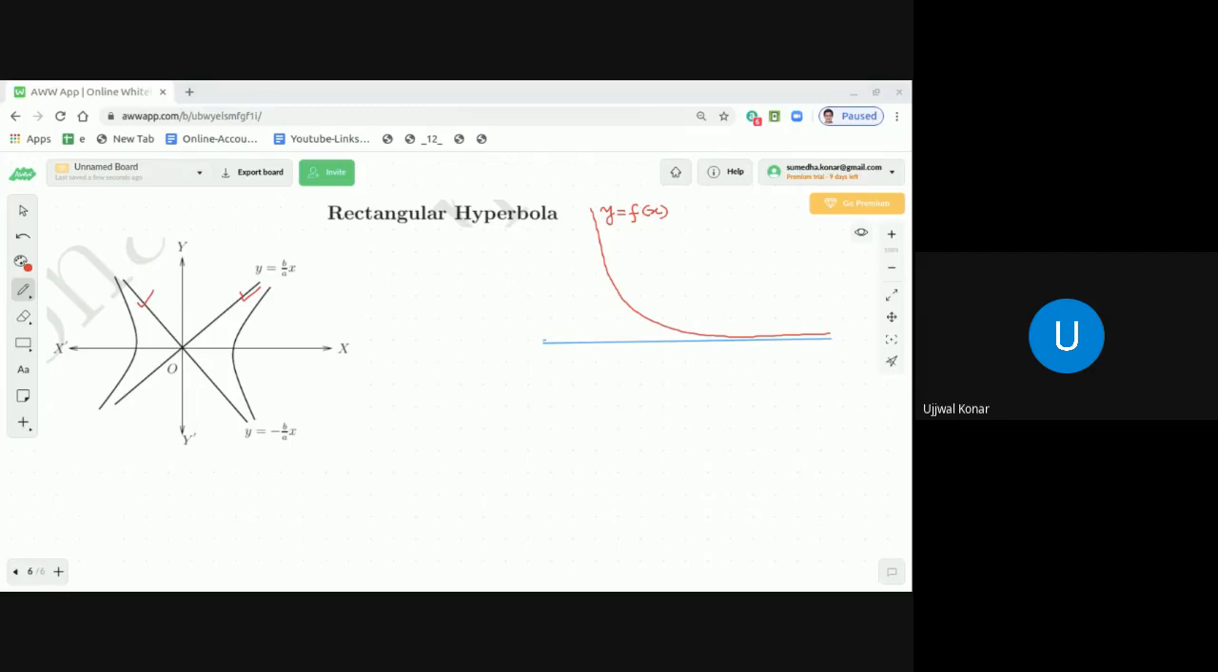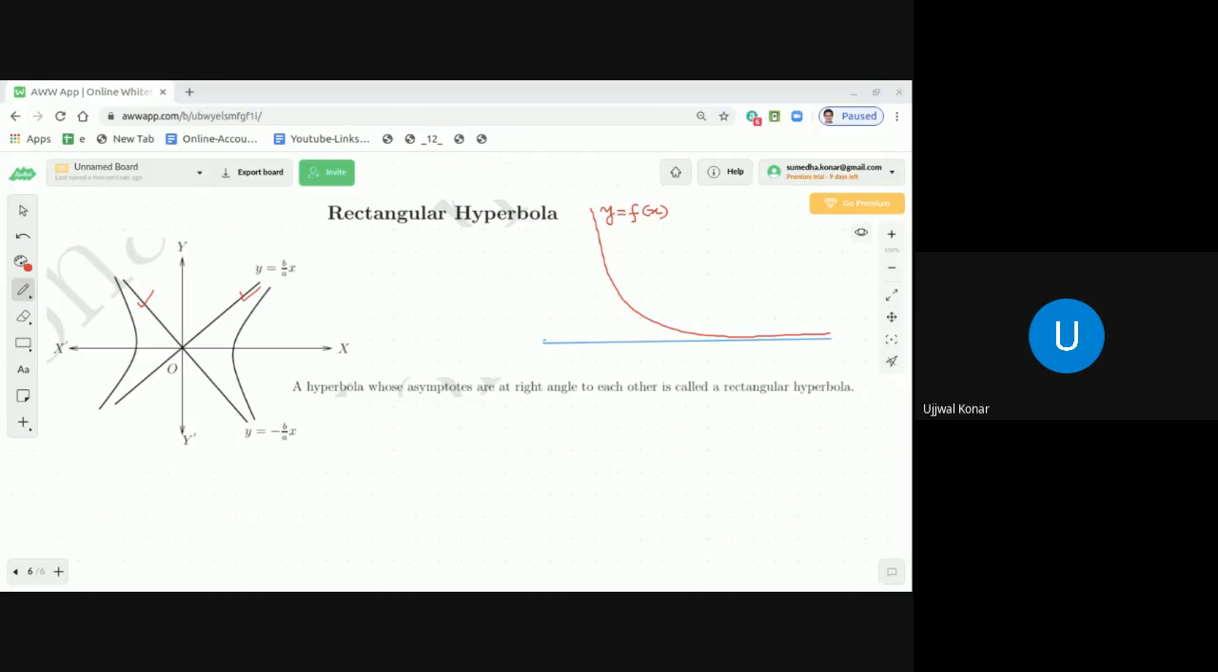Now, what is a rectangular hyperbola? A hyperbola whose asymptotes are at right angle to each other is called a rectangular hyperbola. Okay, so a hyperbola whose asymptotes are at right angle to each other is called a rectangular hyperbola. Now we are going to derive the further results from that.